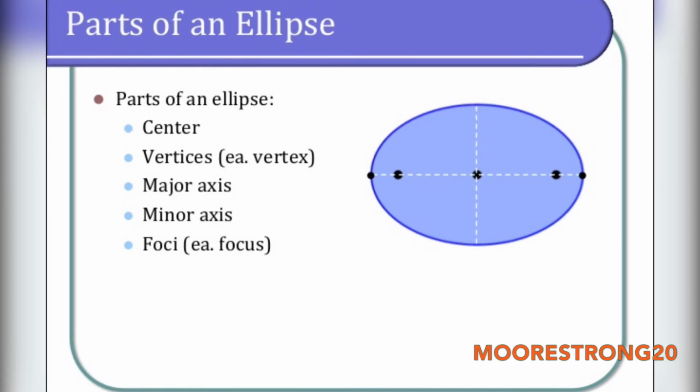Parts of an ellipse: center, vertices, major axis, minor axis, and foci.